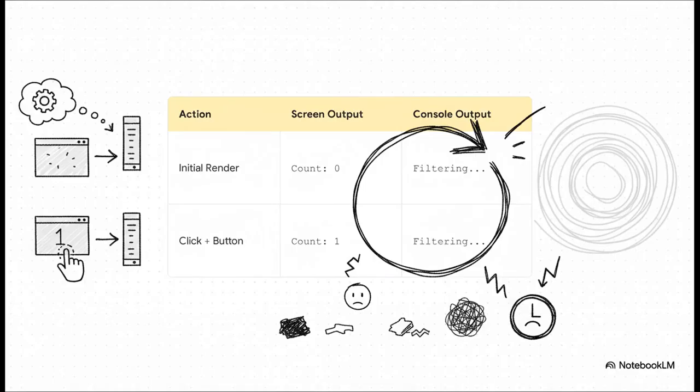And boom, here's the proof. The first time the component loads, we see "filtering" in the console. Okay, that makes sense. But then we click the button. The count on the screen updates to 1. But look at the console. "Filtering" again.